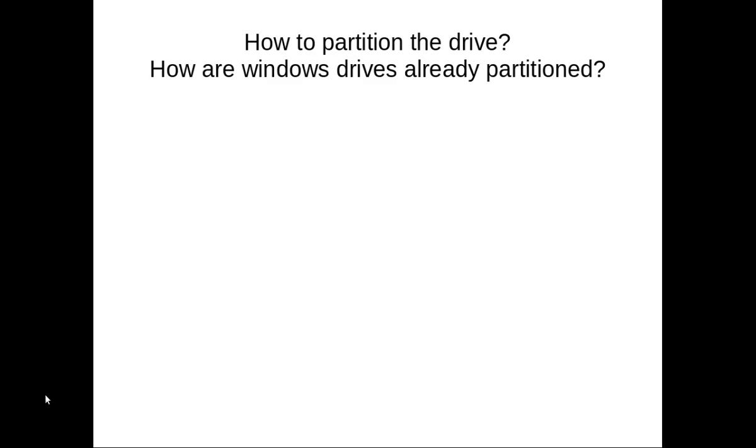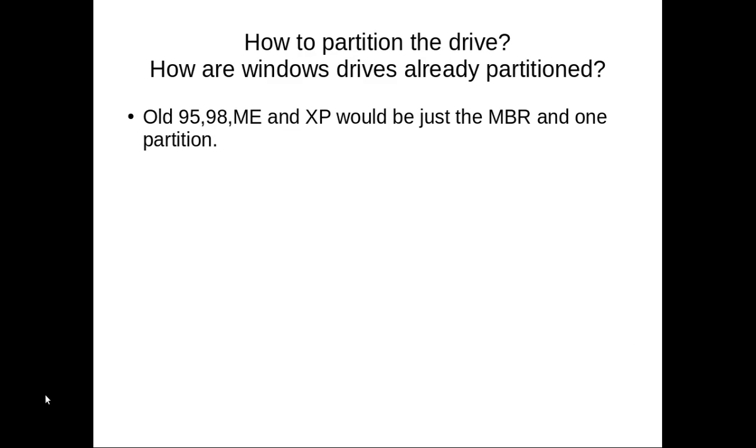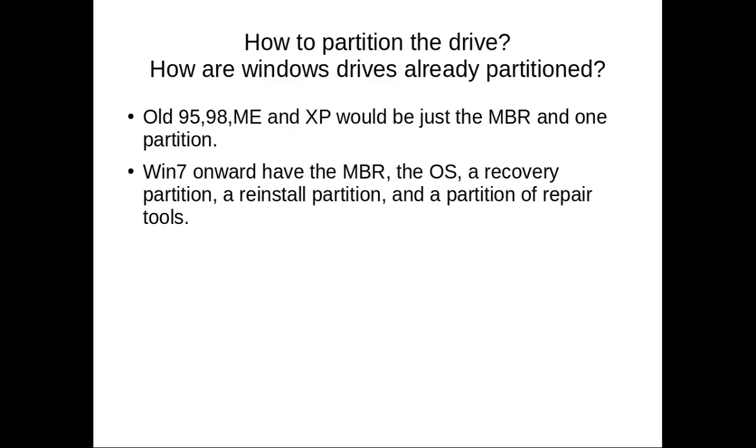So, how to partition the drive? How are Windows drives already partitioned? Old Windows 95, 98, ME, and XP, it would just be the master boot record and one partition, basically. That kind of started changing with XP, but I put it here on the slide as Windows 7 onward. Windows 7 onward, they had the master boot record, the operating system of Windows, a recovery partition, a reinstallation partition, and a partition of repair tools, or recovery tools.